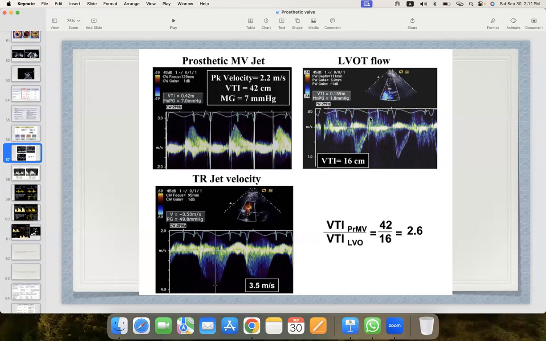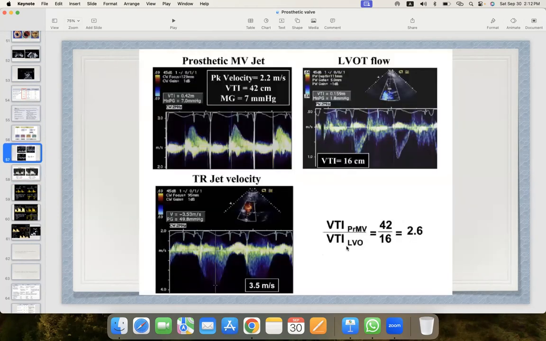I also need you to remember that for the ratio we did for the aortic valve, we divided the LVOT VTI by the aortic valve VTI. This is why that ratio was really low. But here it's the opposite. We divide the mitral valve VTI by the LVOT VTI, so here the LVOT VTI is the denominator. In the other one, the LVOT VTI was the numerator. You just need to remember this so as not to mix up the division.